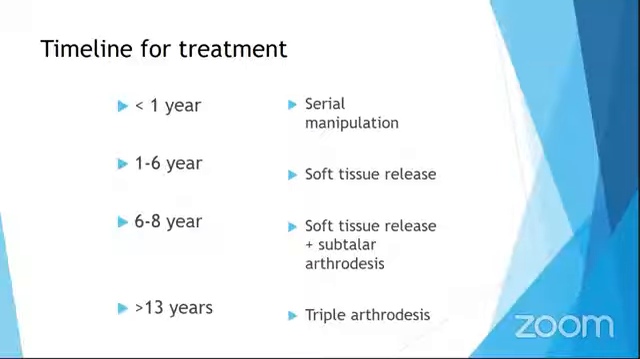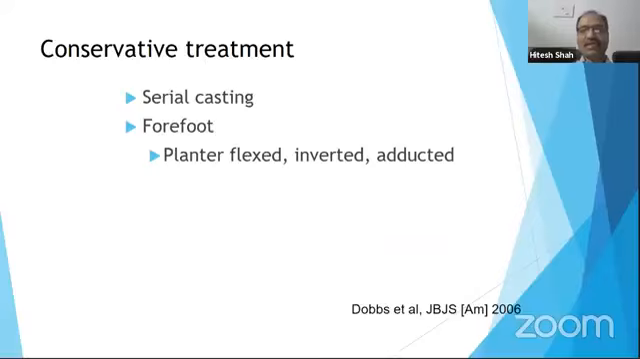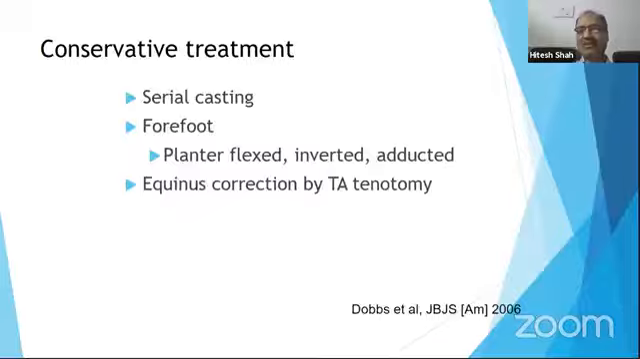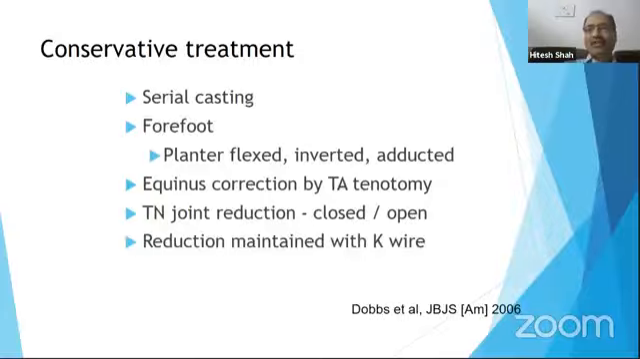Okay, Sir, how is it done according to the Dobbs method? Yes, you need to put the forefoot into plantar flexion, inverted and adducted. You need to correct the deformity with a tendoachilles tenotomy, and the talonavicular joint is opened. Again, it's not closed. Initially they described a closed method, but if you read the literature carefully, the recurrence with closed K-wire reduction is not very good. So you need to open the capsule, reduce the talonavicular joint and maintain it with the K-wire.